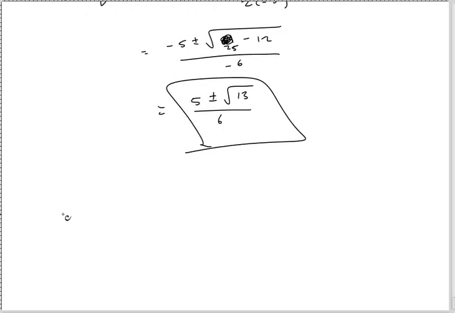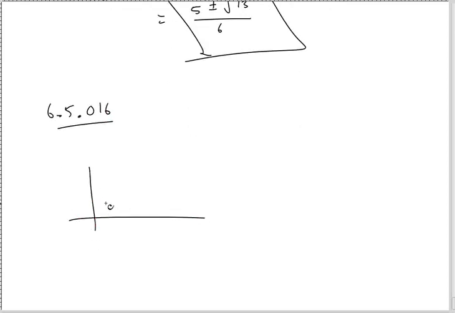2 problems left. 65016. This one's got some crazy graph thing. Whew. This is a 12. And then we got something here at 8. And then we got something here at 4. And they say, use the midpoint rule. Oh, great. That's what I wanted to do.